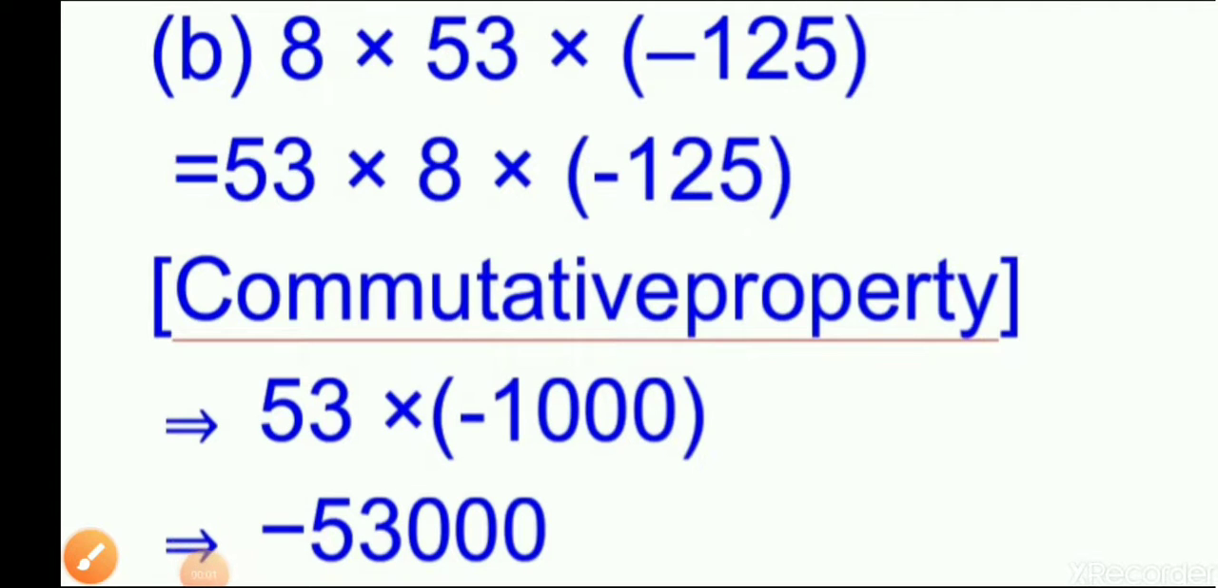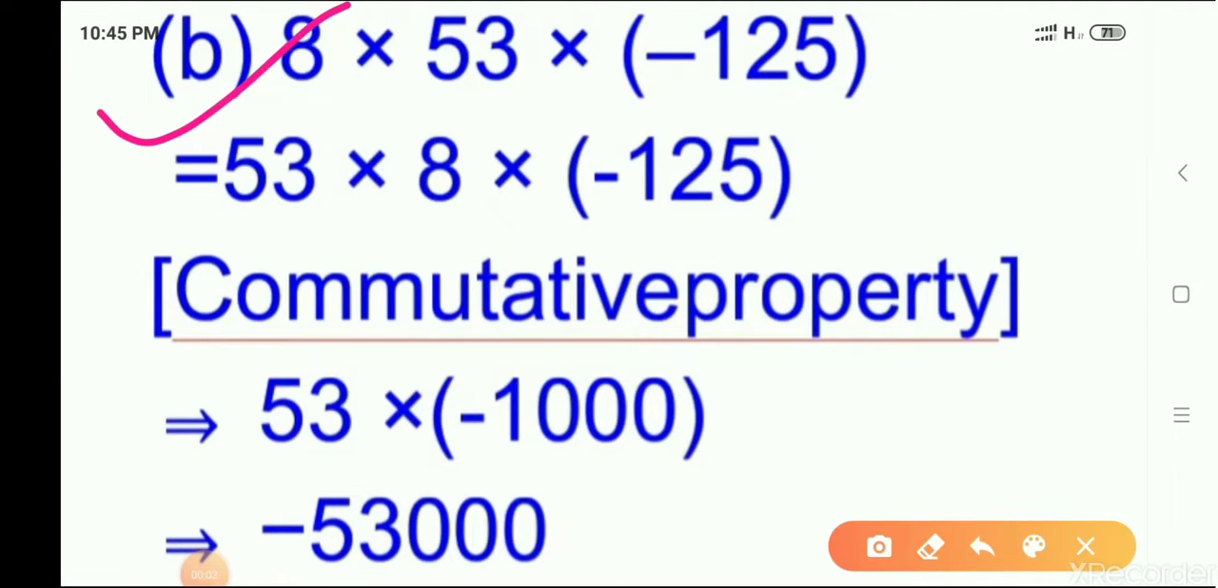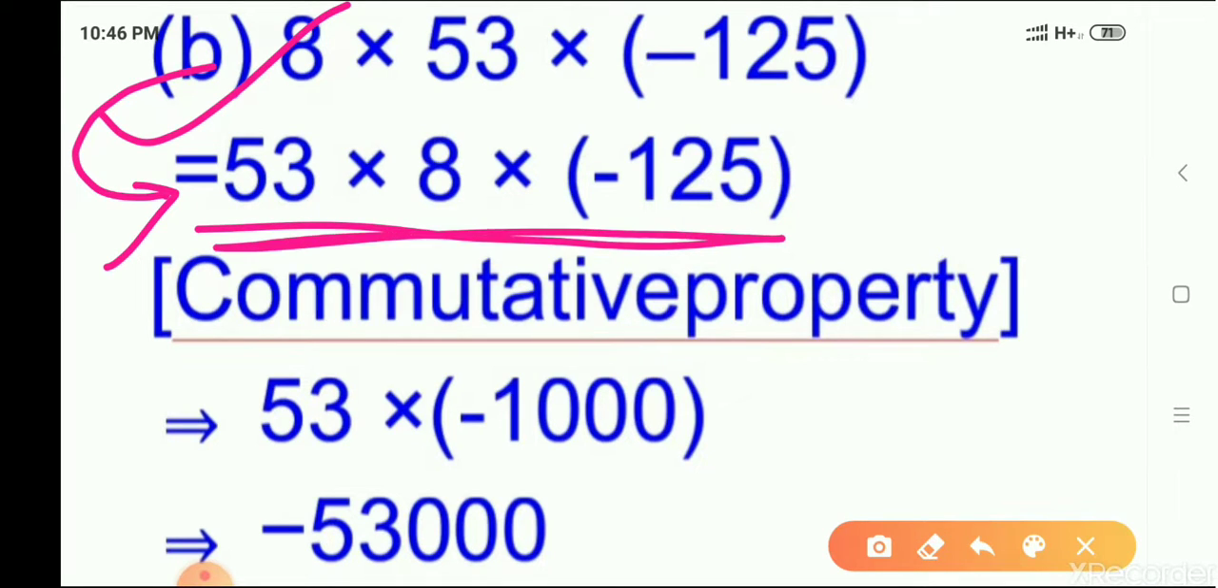The second part is 8 into 53 into minus 125. So we have to find out the product using suitable properties. We have learned one property, that is the commutative property, which says whenever we change the order of the integers being multiplied, we will get the same result. So if we change the order, we have 8 into 53 into minus 125. We will change this order and it will be 53 into 8 into minus 125. We have changed the order.